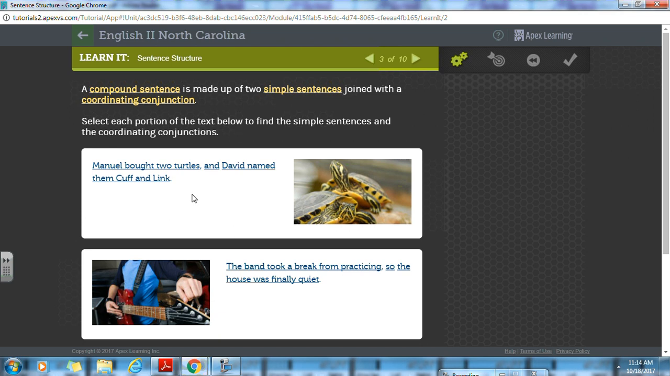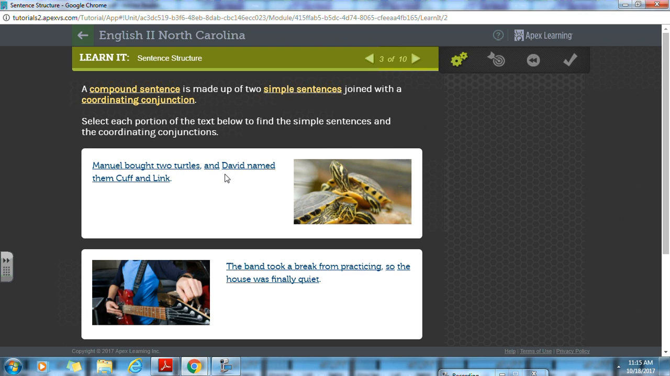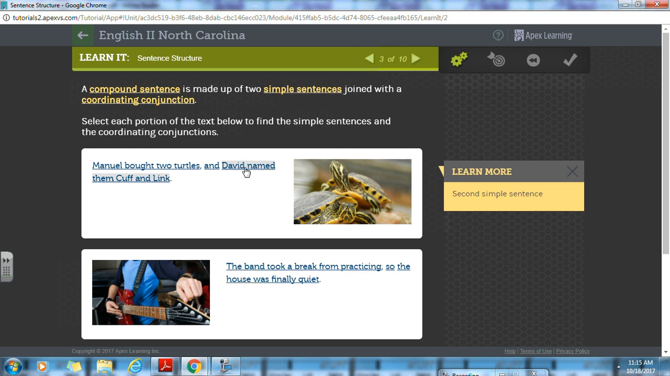So let's look at this compound sentence. So if you notice, we have Manuel bought two turtles. That's a great simple sentence. It has a subject, Manuel, and then it has my predicate, bought two turtles. David named them Cuff and Link. This is my second simple sentence.